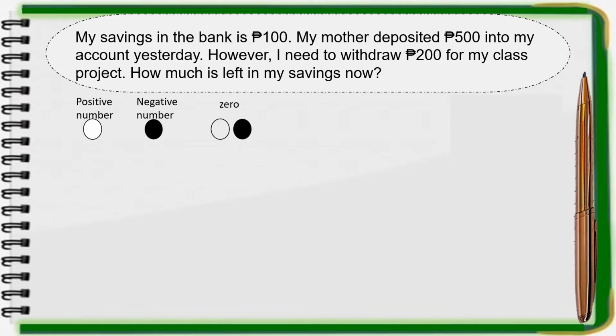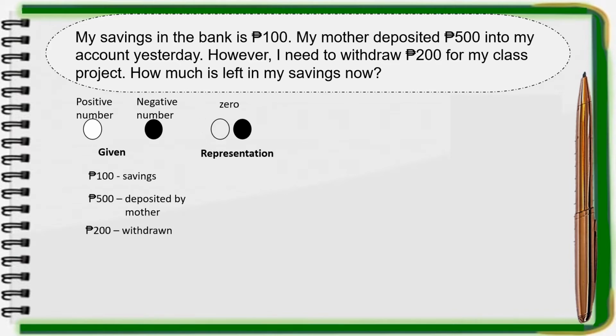Una, isulat natin ang mga given. So, meron tayong 100 pesos for the savings, 500 pesos deposited by mother, and 200 pesos being withdrawn. Okay, let us now represent this given into numbers. 100 pesos savings is positive 100. 500 pesos deposited, that is positive 500. And the 200 pesos that is withdrawn is negative 200.